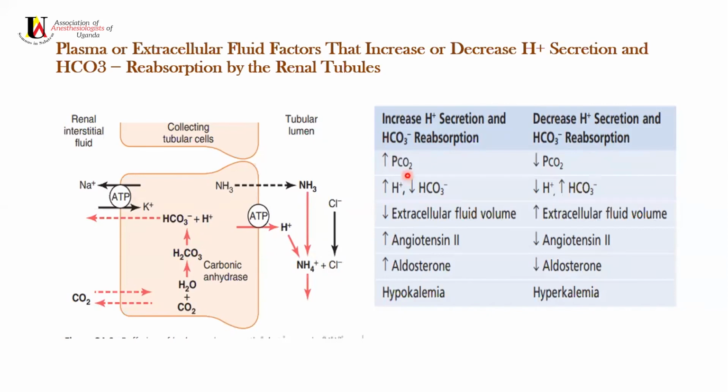I've already talked about the metabolic disturbances. We have the decrease in extracellular fluid volume, a factor that is going to increase hydrogen ion secretion. When the extracellular volume is reduced, there's activation of the renin-angiotensin system, and angiotensin and aldosterone cause secretion of more hydrogen ions. And then hypokalemia also increases secretion of hydrogen ions. And then here is the opposite of what took place on the other side.